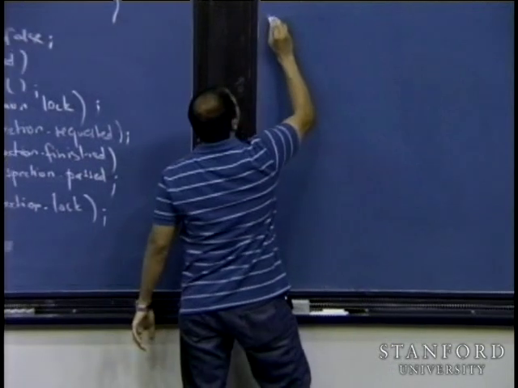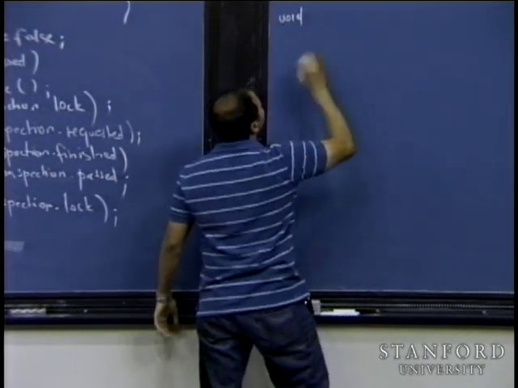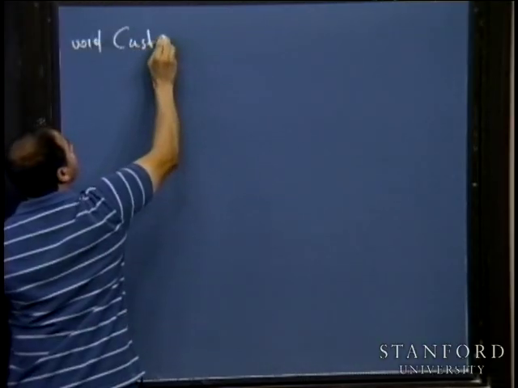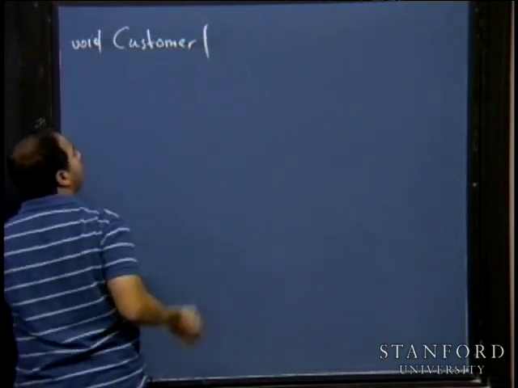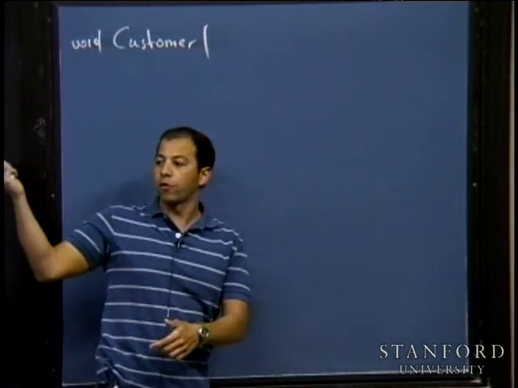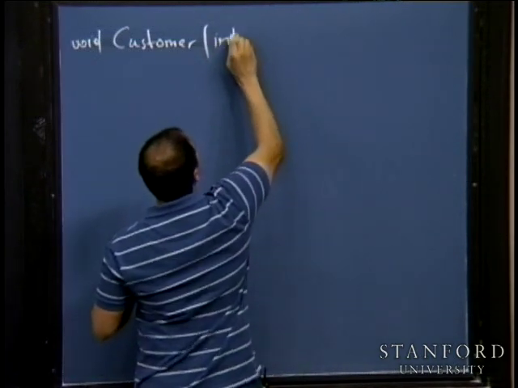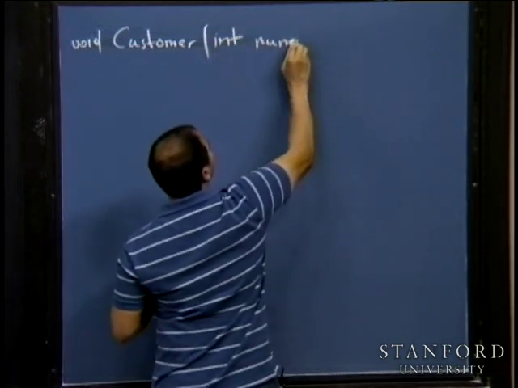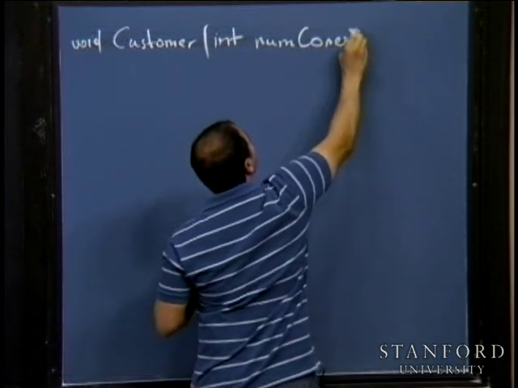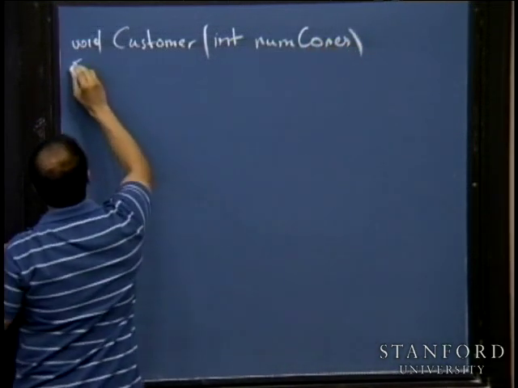So we have a void customer, and the customer takes the random number of cones that he needs to order, right? So he takes an int num cones, and let's see what he does.